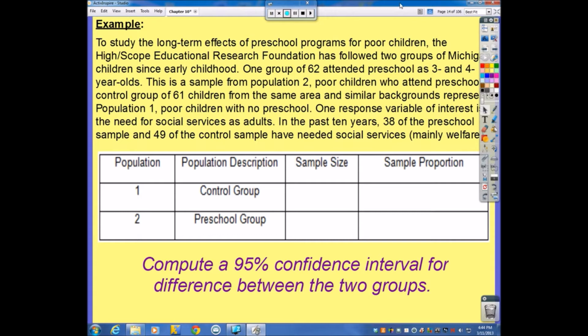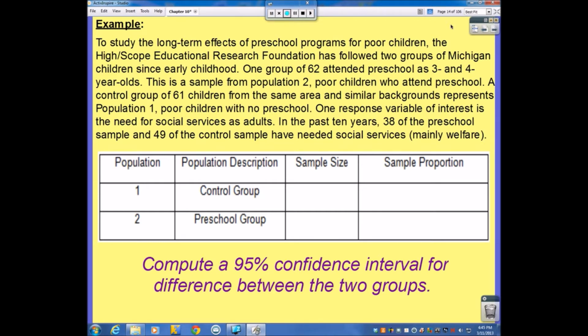Here's the example we're going to look at. To study the long-term effects of preschool programs for poor children, the High Scope Educational Research Foundation has followed 2 groups of Michigan children since early childhood. One group of 62 attended preschool as 3- and 4-year-olds. This is a sample from population, what we're going to call population 2, poor children who attend preschool. A control group of 61 children from the same area and similar backgrounds represents population 1, poor children with no preschool. One response variable of interest is the need for social services as adults.